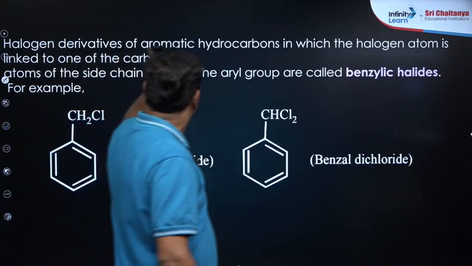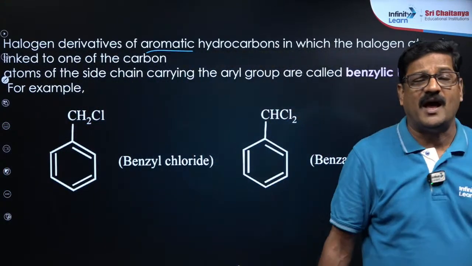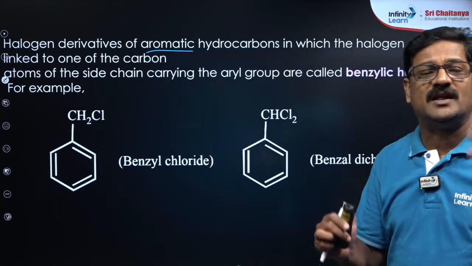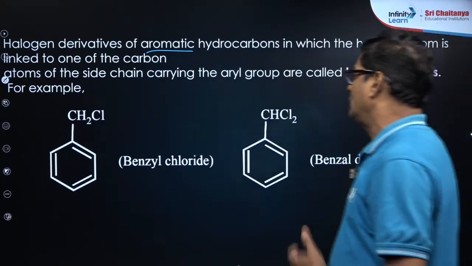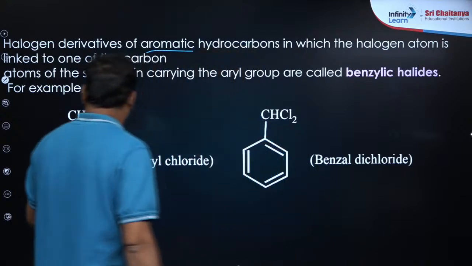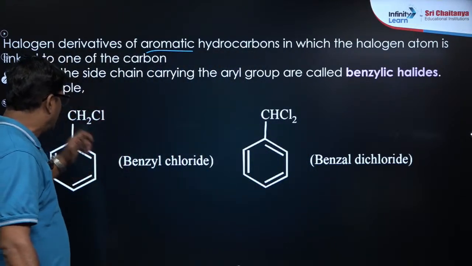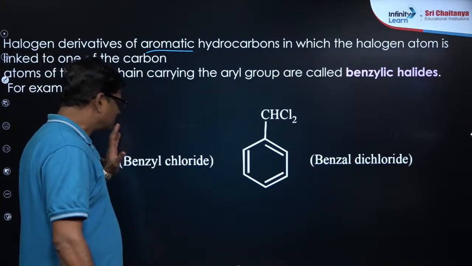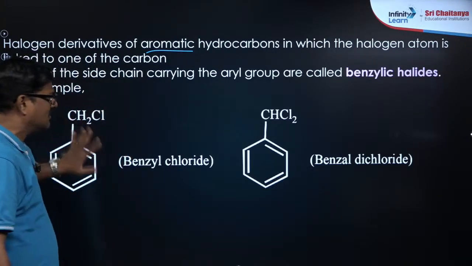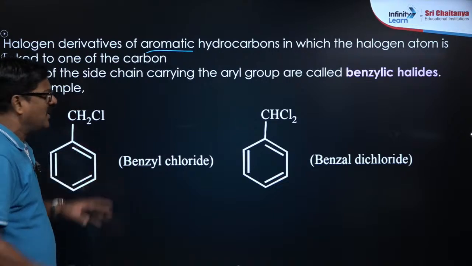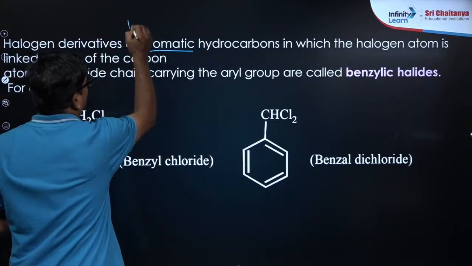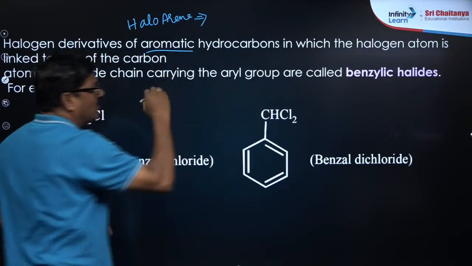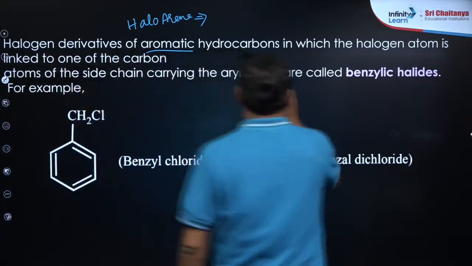Halogen derivatives of aromatic hydrocarbon. What is an aromatic hydrocarbon? An aromatic hydrocarbon is a derivative of benzene. So that is called, you can say, benzyl chloride, because chlorine is attached to benzyl. Okay, these are not haloarenes. These are not haloarenes. Haloarene means halogen directly attached to benzene.